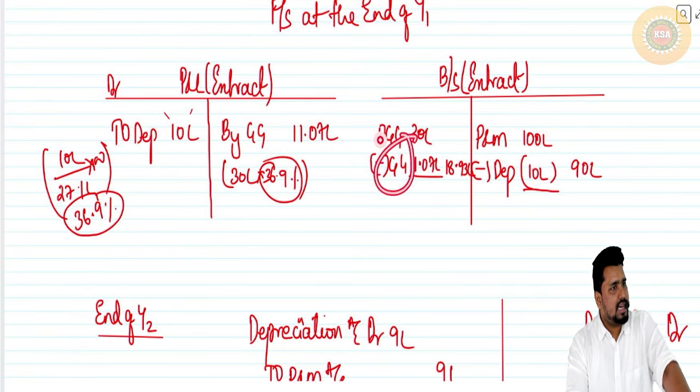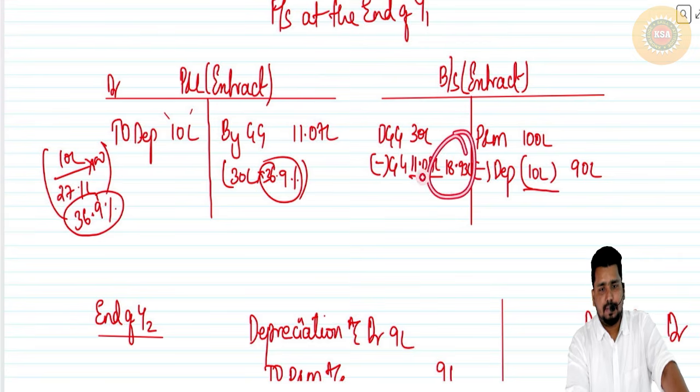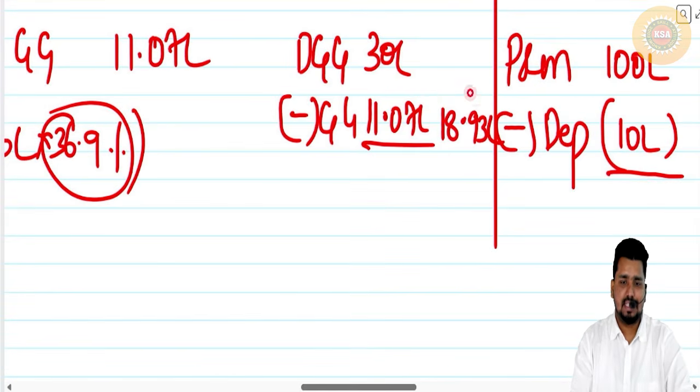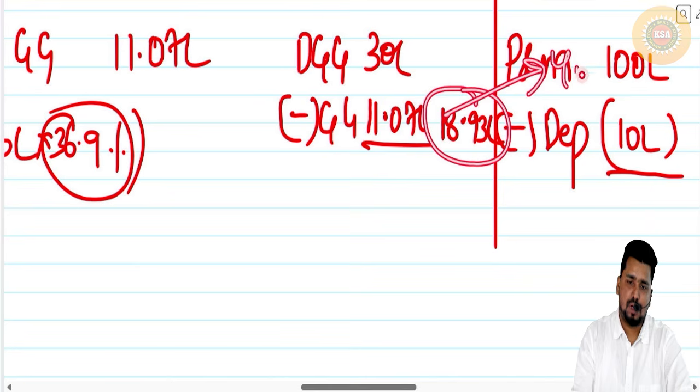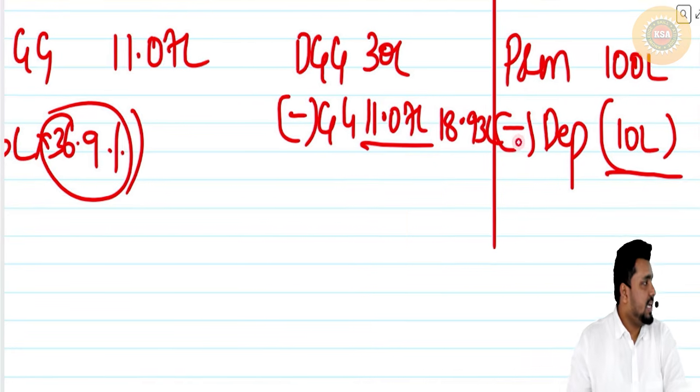Anything you can write here. Clear? Hello? Then how much is the balance? 18.93. I'll ask you one question. This 18.93 will take fully to year number 2 or year 2 and year 3 amount? Excellent. Year 2 and year 3 amount.